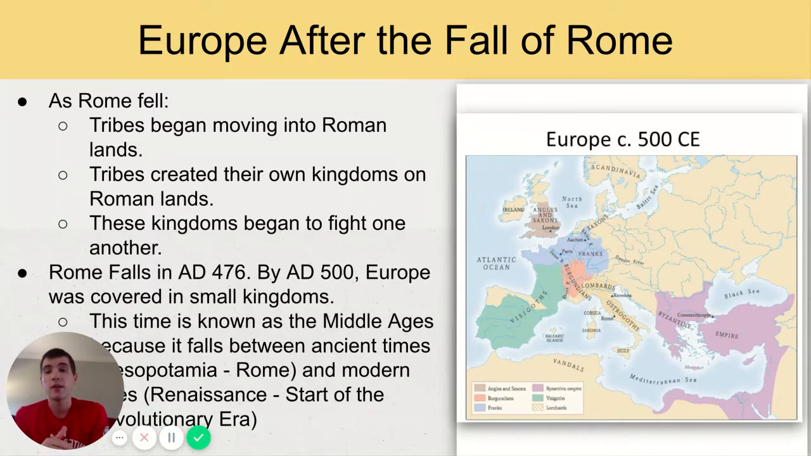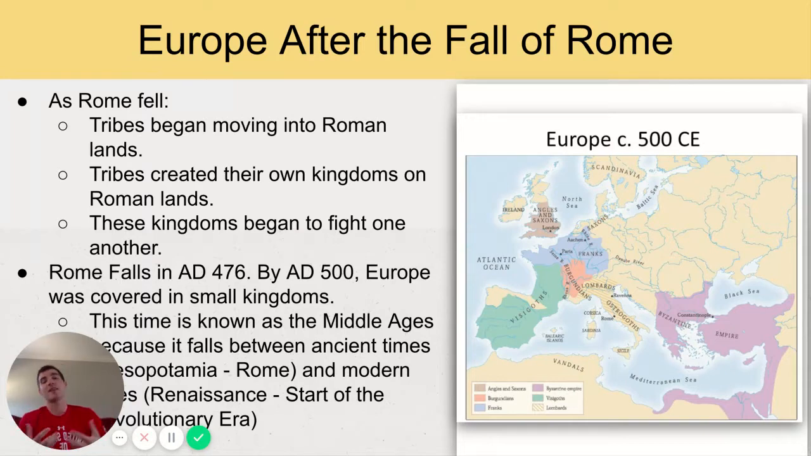They're just not. And that's part of the power vacuum that I mentioned just a second ago. These kingdoms will begin to fight. So Rome falls in AD 476, and then by 500, Europe is pretty much absolutely covered. In about 14, 15 years, it's absolutely covered in small kingdoms all throughout Europe.